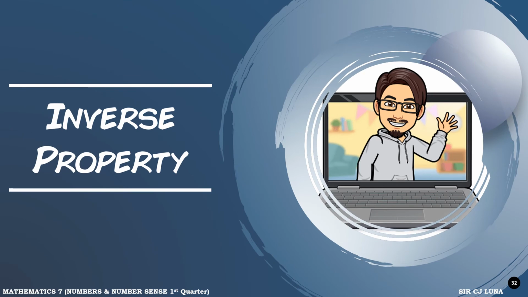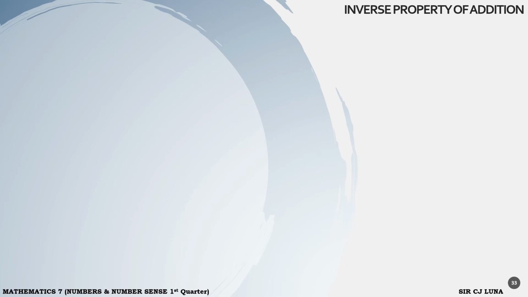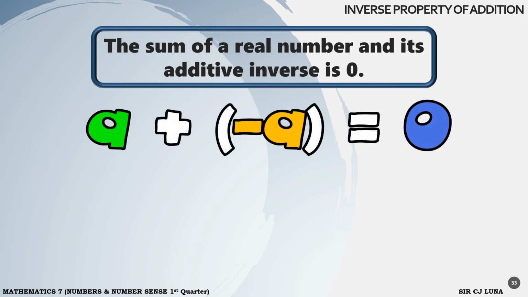Next is the inverse property. Inverse property of addition. The sum of a real number and its additive inverse is 0. A plus negative A is 0. Kapag pinag-add mo ang dalawang number na opposites, ang resulta ay laging 0.